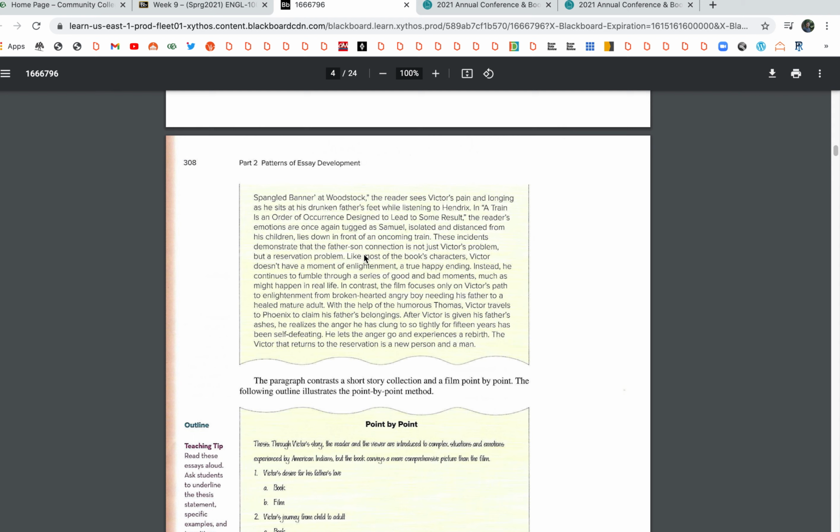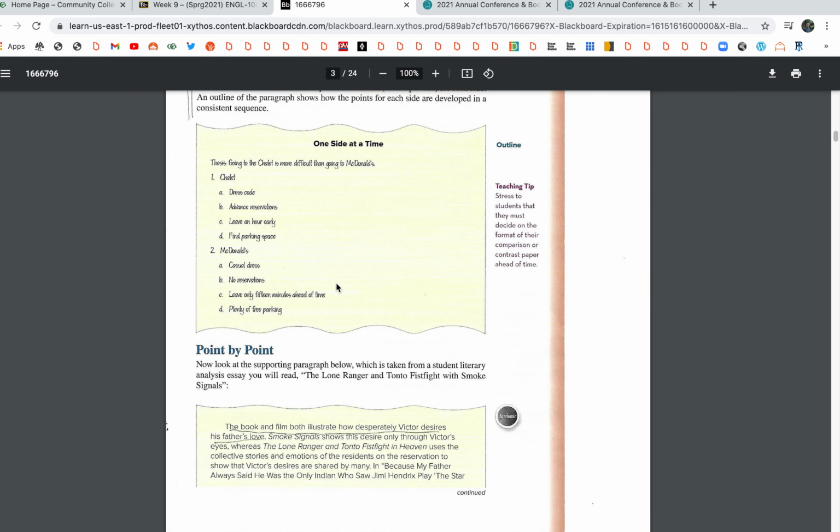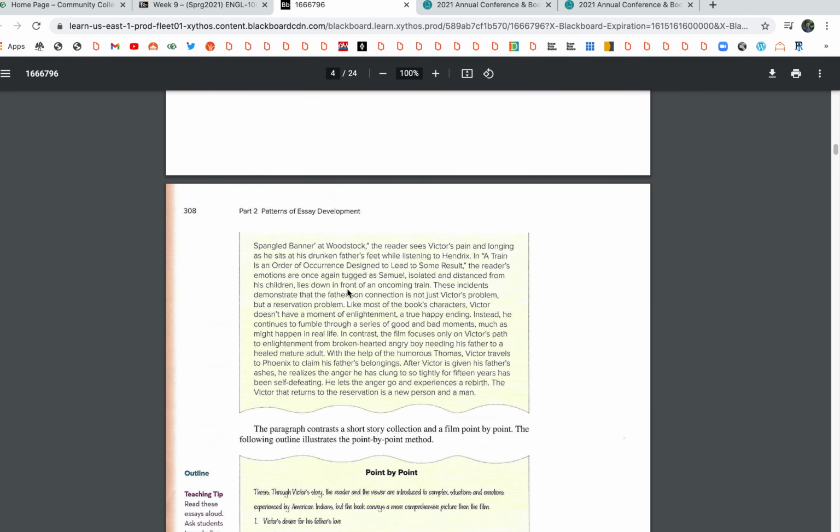Like most of the book's characters, Victor doesn't have a moment of enlightenment, a true happy ending. Instead, he continues to fumble through a series of good and bad moments, much as might happen in real life. In contrast, the film focuses only on Victor's path to enlightenment from a broken-hearted angry boy needing his father to a healed mature adult.